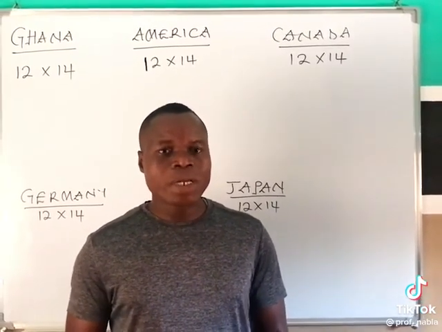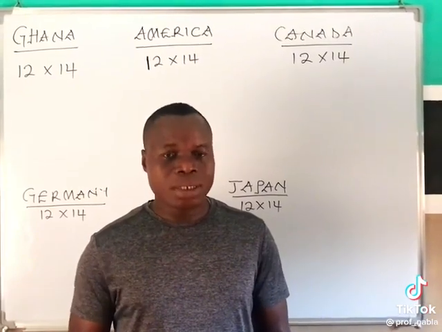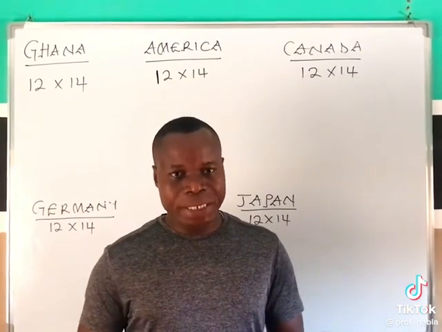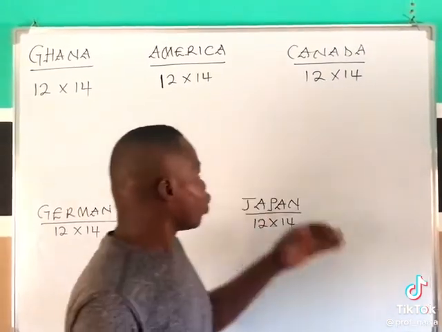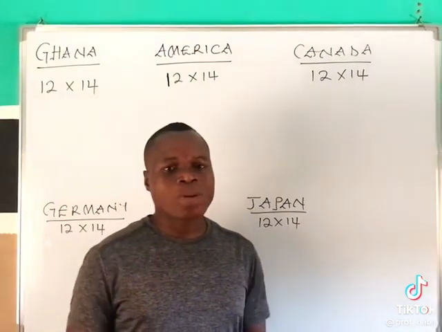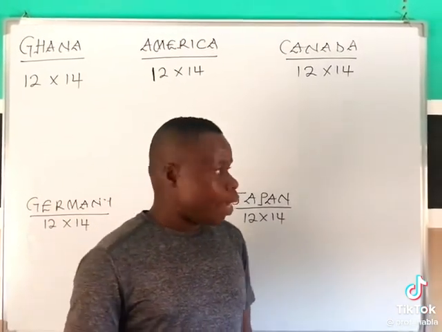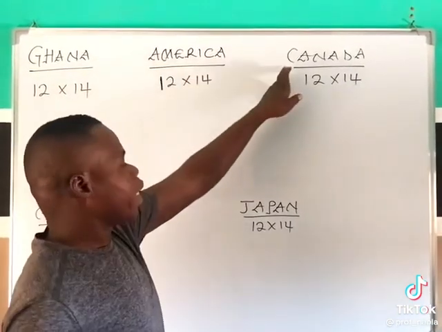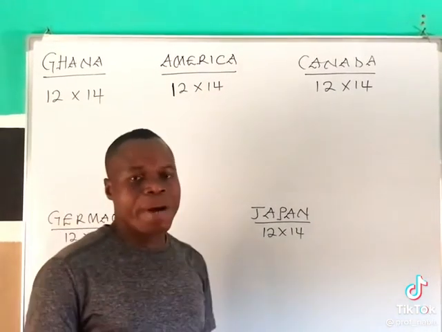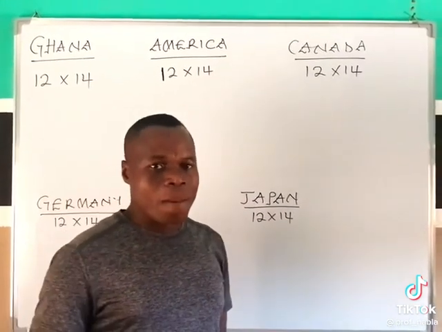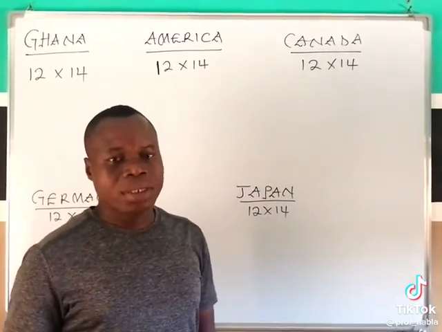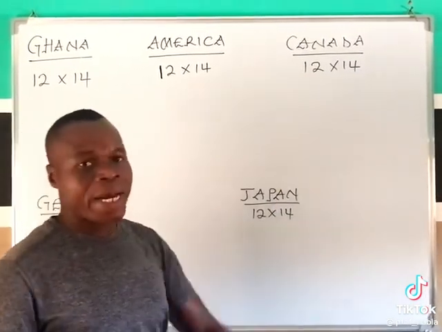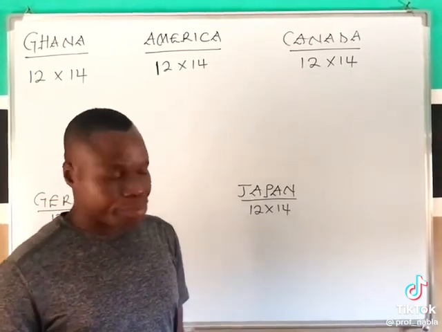Today we are going to learn how different countries solve the same maths problem with different methods. I have an example on the board to illustrate these methods. The countries that I have are Ghana, America, Canada, Germany, and Japan. Now let's look at how each of these countries solves this problem. The problem is how to multiply 12 and 14.